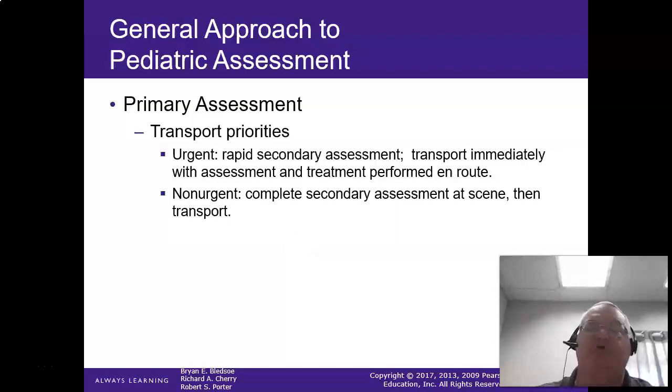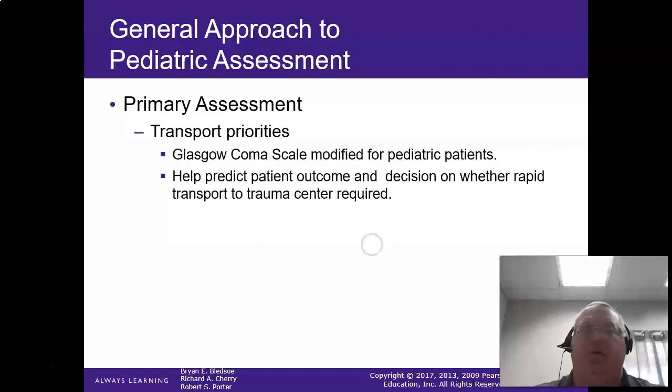Again, urgent, not urgent. If it's urgent, we do a rapid secondary assessment, transport, and begin our treatments en route. If it's non-urgent, take your time on the call. Don't worry about the 10-minute scene time here. This one, you've got to get your patient's trust. You've got to get the family's trust. Again, don't go saying, well, we only have 10 minutes on scene. No, we don't, okay? Take your time, do it right.